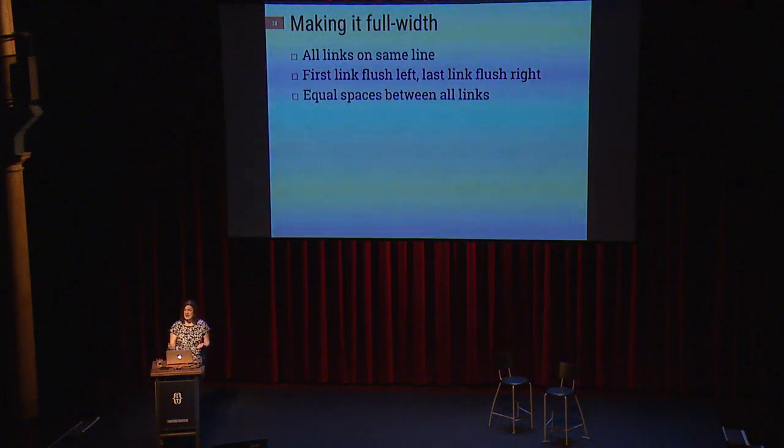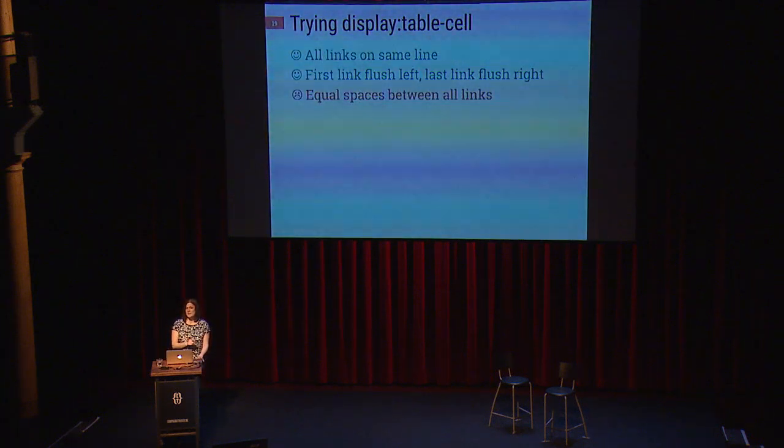But now that the LI are flex items, I can take advantage of Flexbox's advanced alignment properties. For instance, what if I wanted the nav to stretch to fill the full width, with the first link flush left, the last link flush right, and then equal spaces in between? You'd probably first turn to display table cell, and you would be able to make the nav full width with the first and last links at the edges. And you could even make each link box equal width using table layout fixed. But you discovered that you could not get equal spacing between the text block of each link.